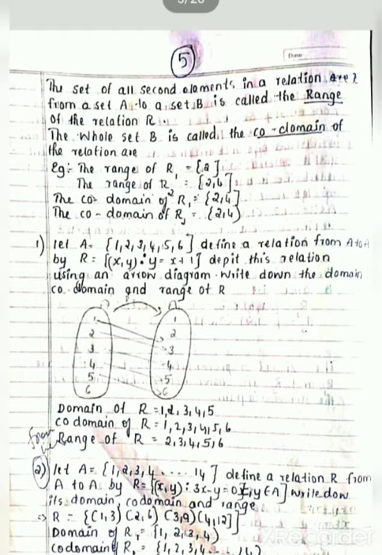Next, codomain. Codomain is the set of all second elements: 1, 2, 3, 4, 5, 6. Range. What is range? Range is only the images. So, in that, 2, 3, 4, 5, 6. 1 is not related to any element of the first set, so 1 is not included in the range.